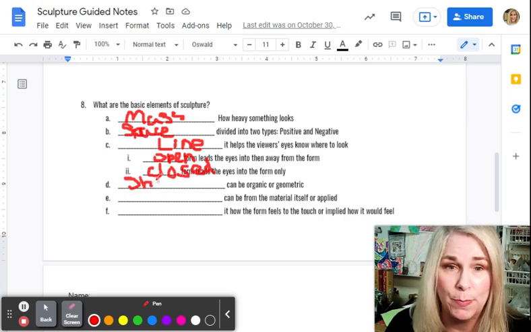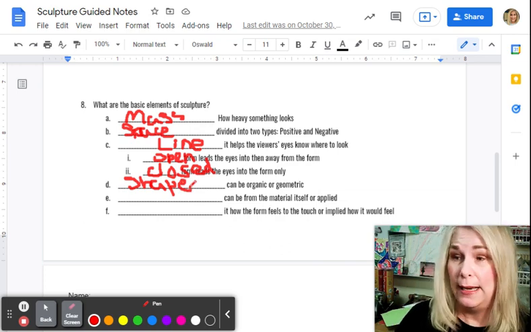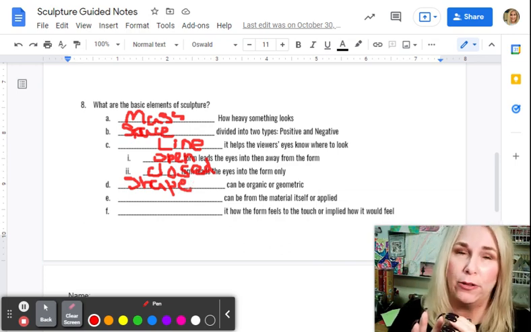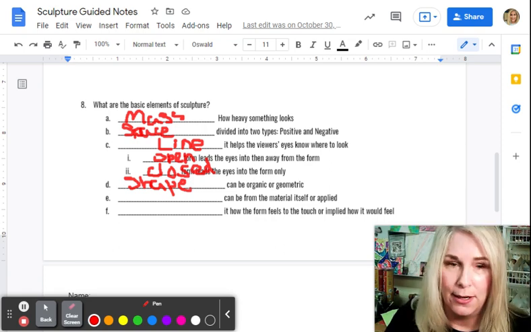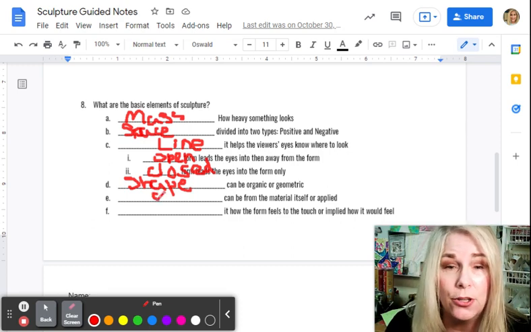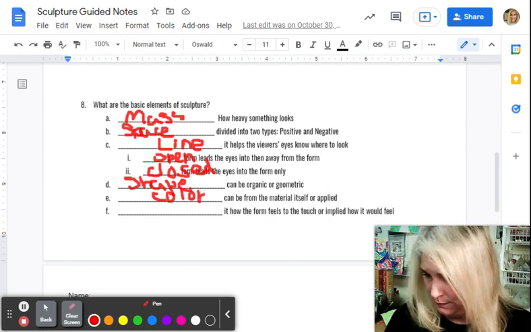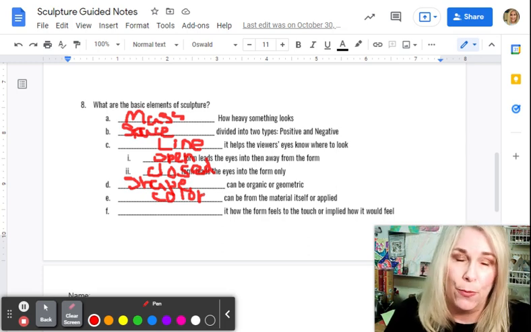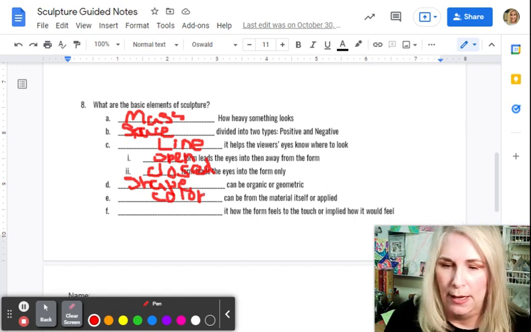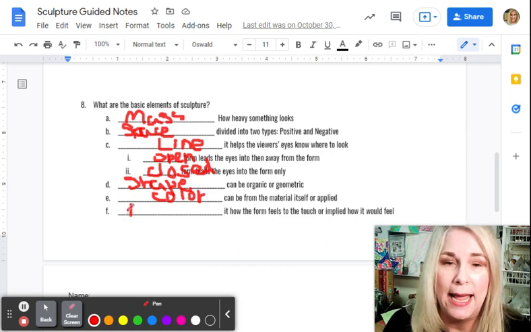Another one here, shape. And we've discussed all of these before, but they're applied differently in sculpture. They can be organic. Remember, organic is curved lines except for a perfect circle. Geometric are straight lines. All right, color. What's different in sculpture is that the color isn't necessarily applied. It could be stone and you leave it, or you take something away. It could be wood, and that's the grain of it. And the last thing is texture.